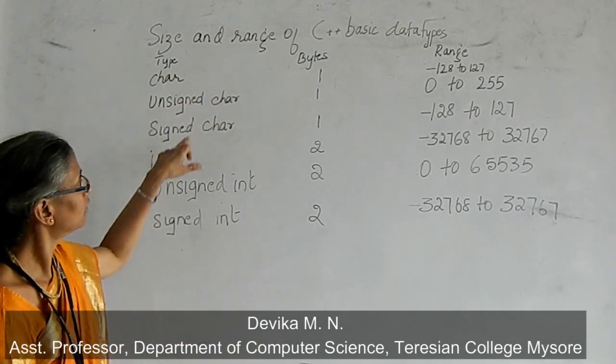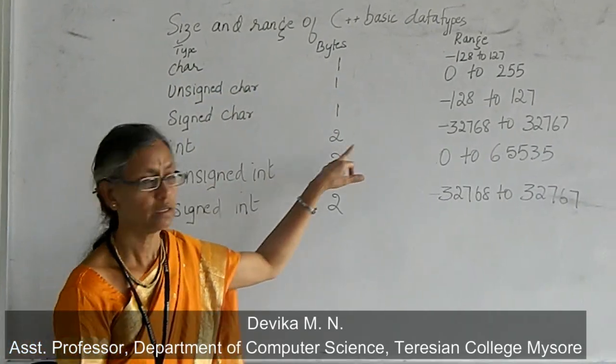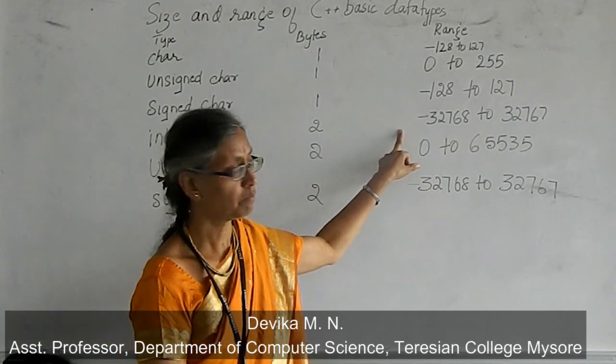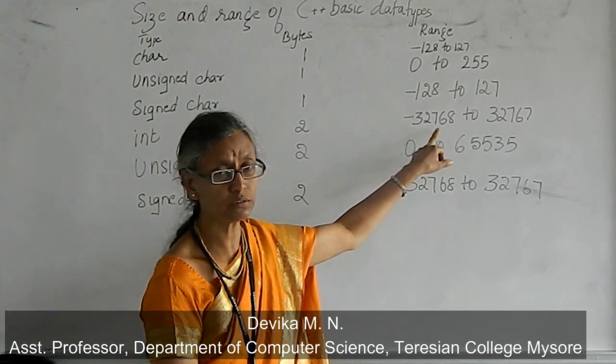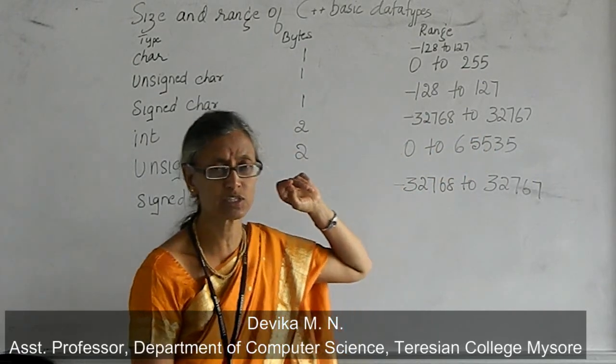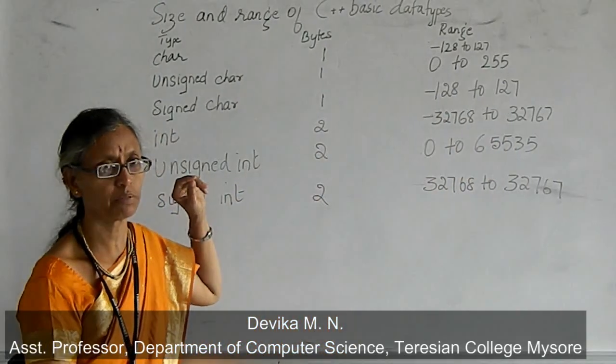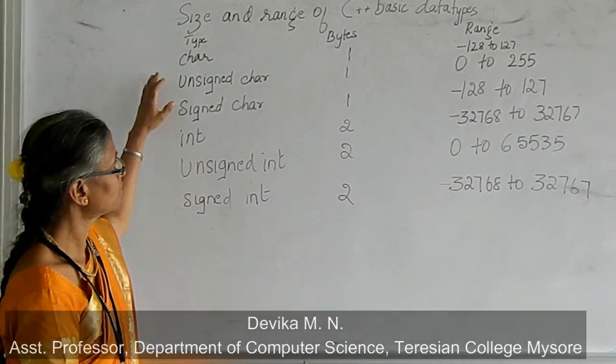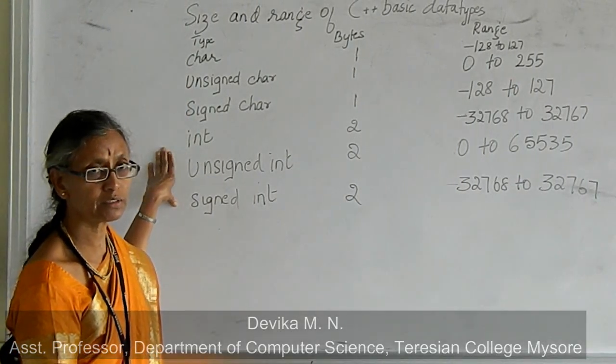Integer takes 2 bytes and the range of values is -32,768 to 32,767, which is the positive number. So you can see this small table which I have written.